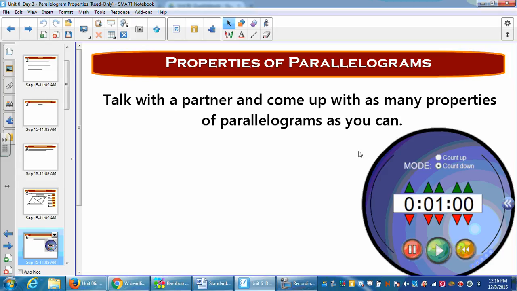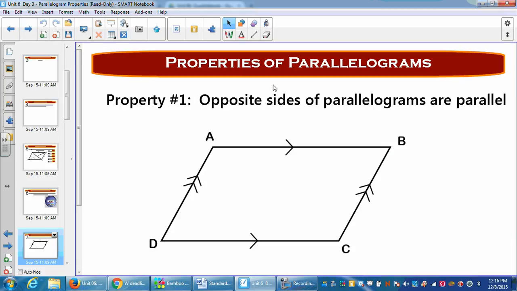All right, now I want you to look at parallelograms and write down any properties that you already know. You can pause the video, think about this for a second. All right, hopefully you're done. And let's go through some properties that exist. The first property is that the opposite sides of parallelograms are parallel. These two sides are parallel, and those two sides are parallel.